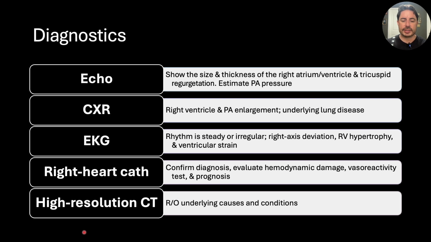And then the high resolution CT, this is to rule out underlying causes or conditions, because you could have a patient with any condition that can cause ventilatory failure, both type 1 and type 2, can create an increase in the pulmonary vascular resistance. Well, if we have that increase in pulmonary vascular resistance, we're going to have the likelihood that the patient will have pulmonary hypertension. But these CTs will help us rule out any other conditions that we could see that are associated with pulmonary hypertension.